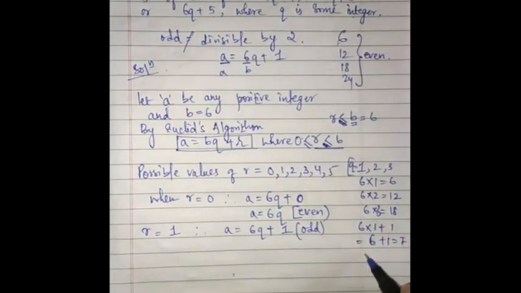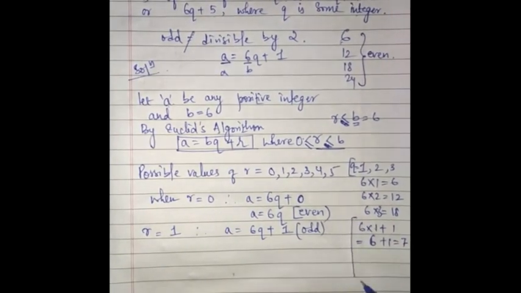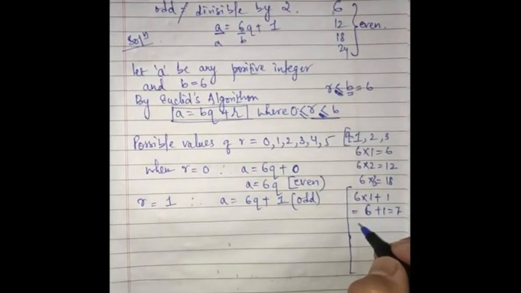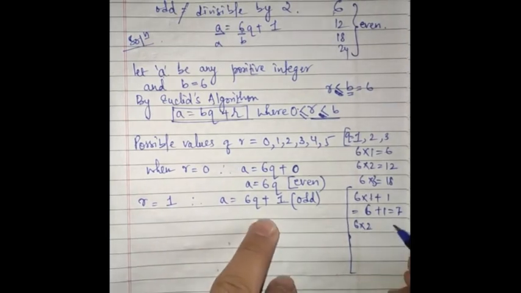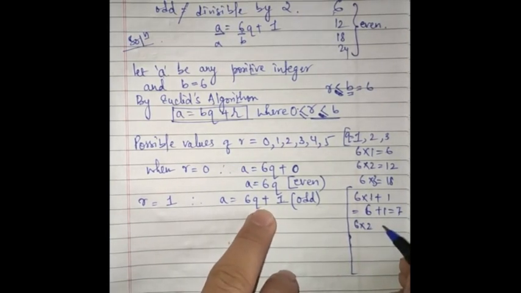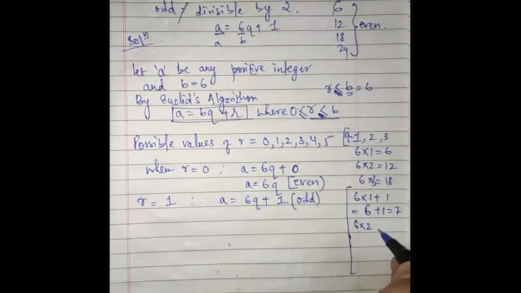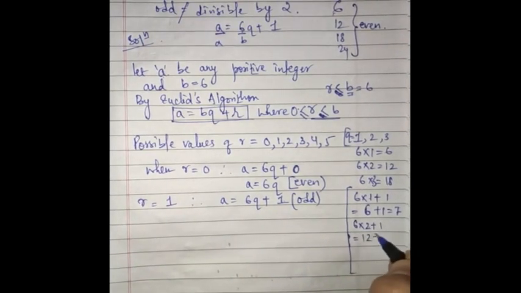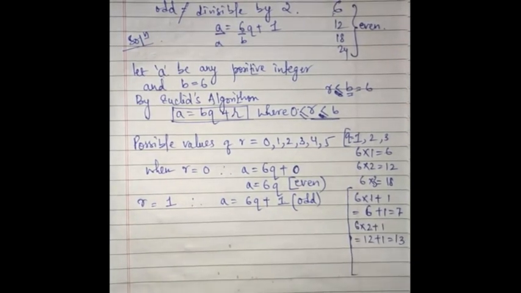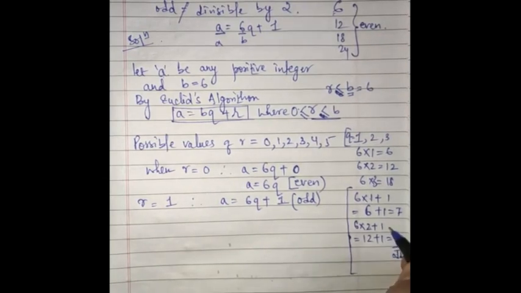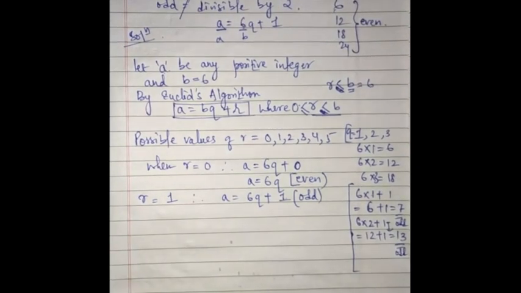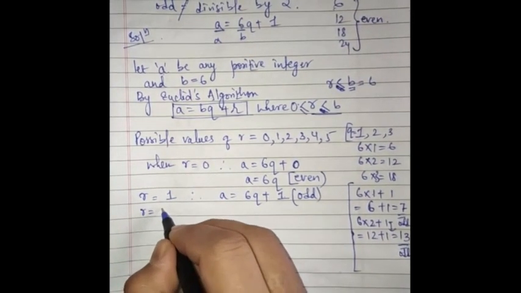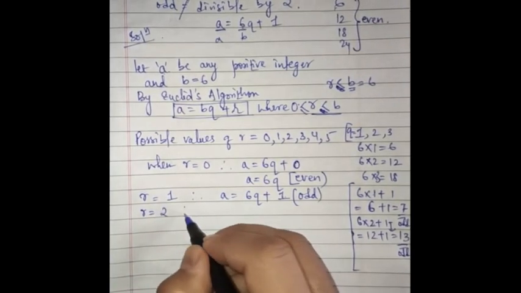For every condition, suppose you have 6 into q, and if your q is 2, then 6 into 2 is 12, plus 1 is equal to 13. So this is also our odd number, which is not divisible by 2. Odd, isn't it? So this is odd.